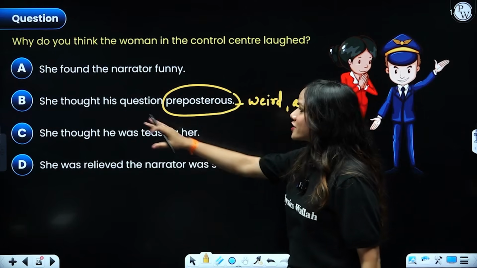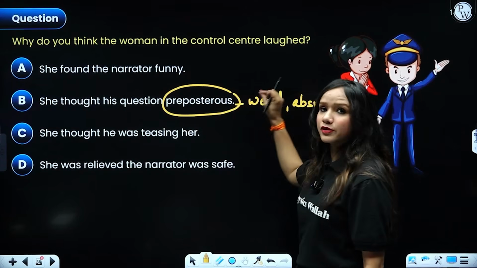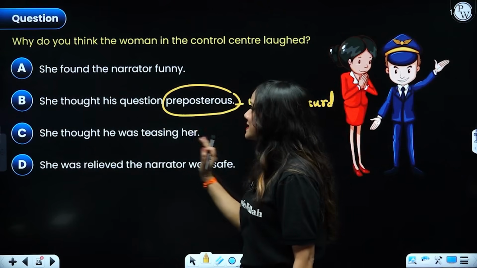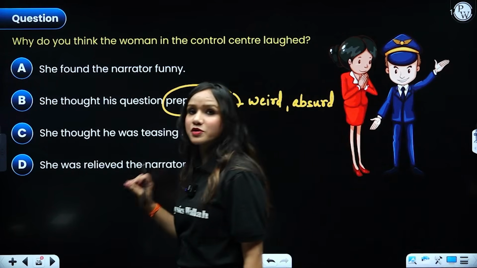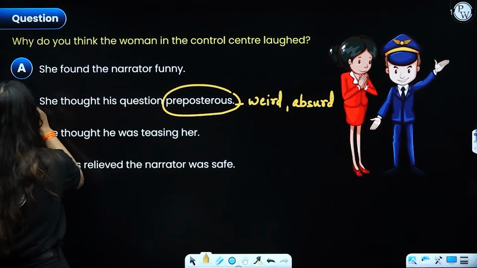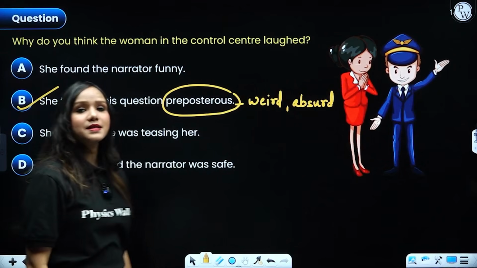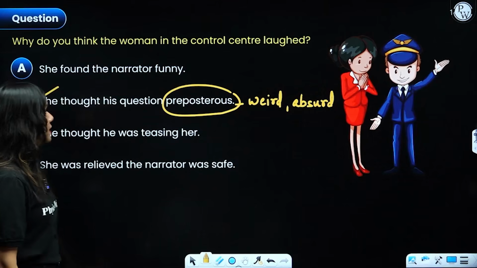So that's why she thought his question preposterous, which means weird or absurd. She thought he was teasing her. She was relieved the narrator was safe. So what do you think is the most appropriate option here to our question? This is the most appropriate one. Option B, this is the correct answer, right?